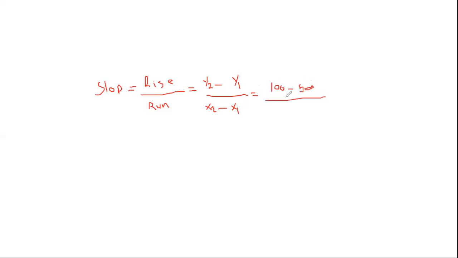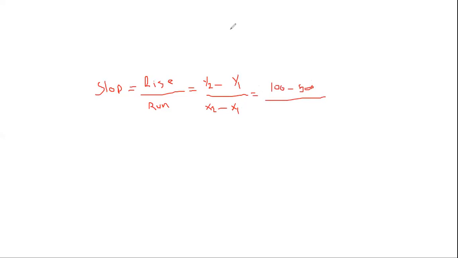Slope equals rise over run. The rise equals y2 minus y1, over the run, which is x2 minus x1. Now, y2 we choose 100 minus 50. Okay, we should now choose what is x2 when it is 100.